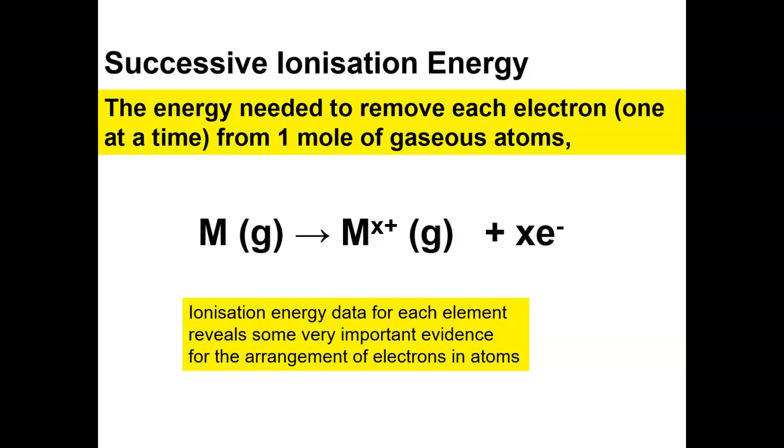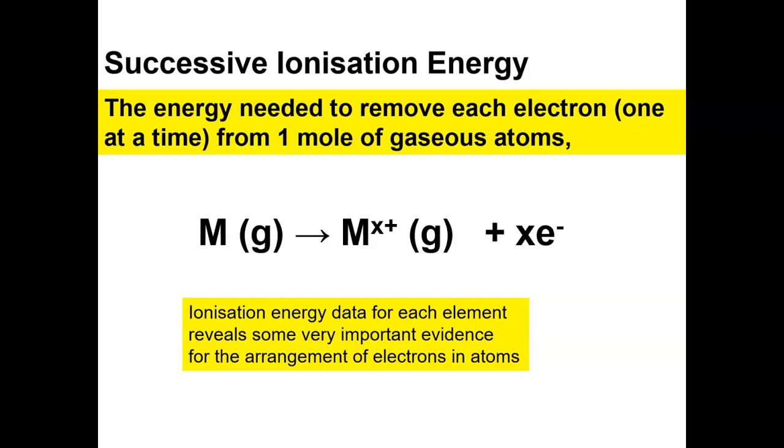Okay, welcome back. This is the third and final of our videos concerning electron arrangement and the evidence we get for that. And this third video is referred to as successive ionization energy. This is the energy needed to remove one electron at a time, one by one, from 1 mole of gaseous atoms. And of course, the ionizations will take place from the outer shell first, working inwards towards the nucleus. We, if you like, strip off the electrons one by one.